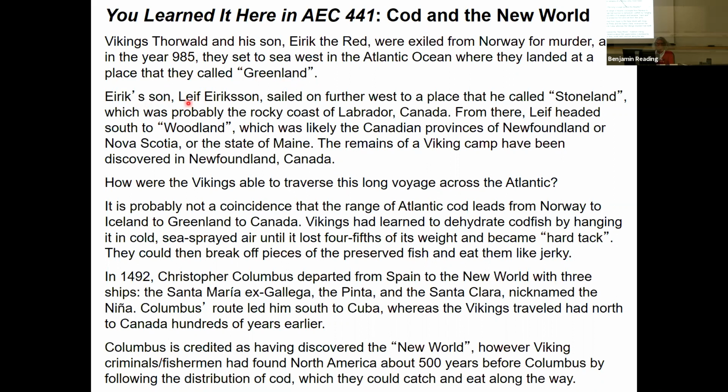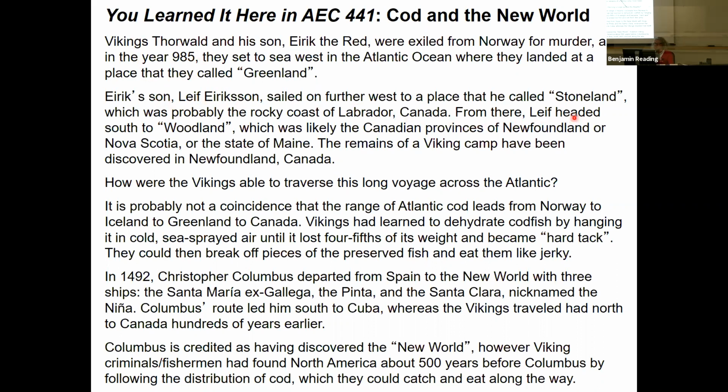So Eric's son, Leif Erikson, then sailed on further west to a place that he called Stone Land. All right, I guess there's a lot of stones there, so they called it Stone Land. They were pretty creative like that. This was probably the rocky coast of Labrador in Canada, right? Because that's covered in stones, and if they're going to call it Stone Land, it probably was covered in stones. So Leif Erikson did this. Son of Eric, really grandson of Thorwald.